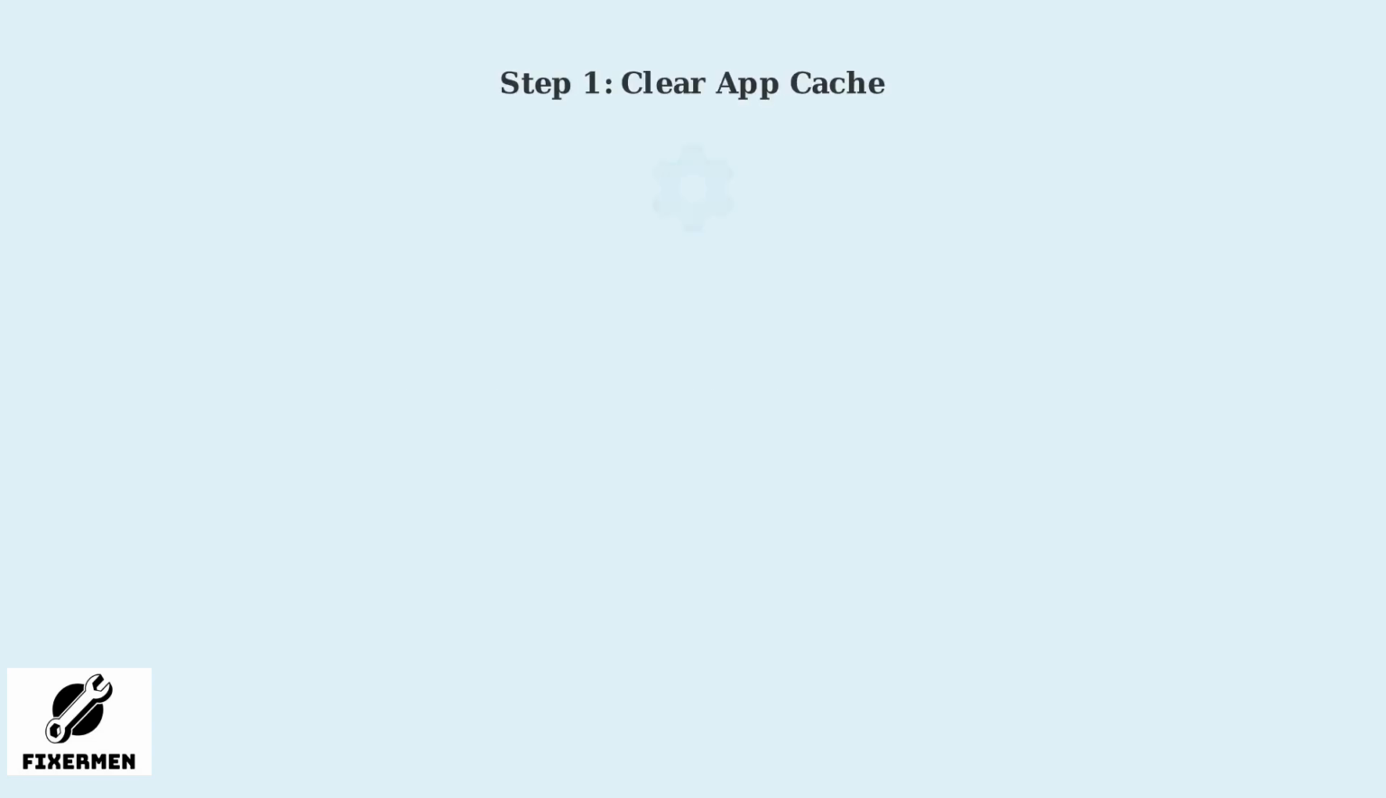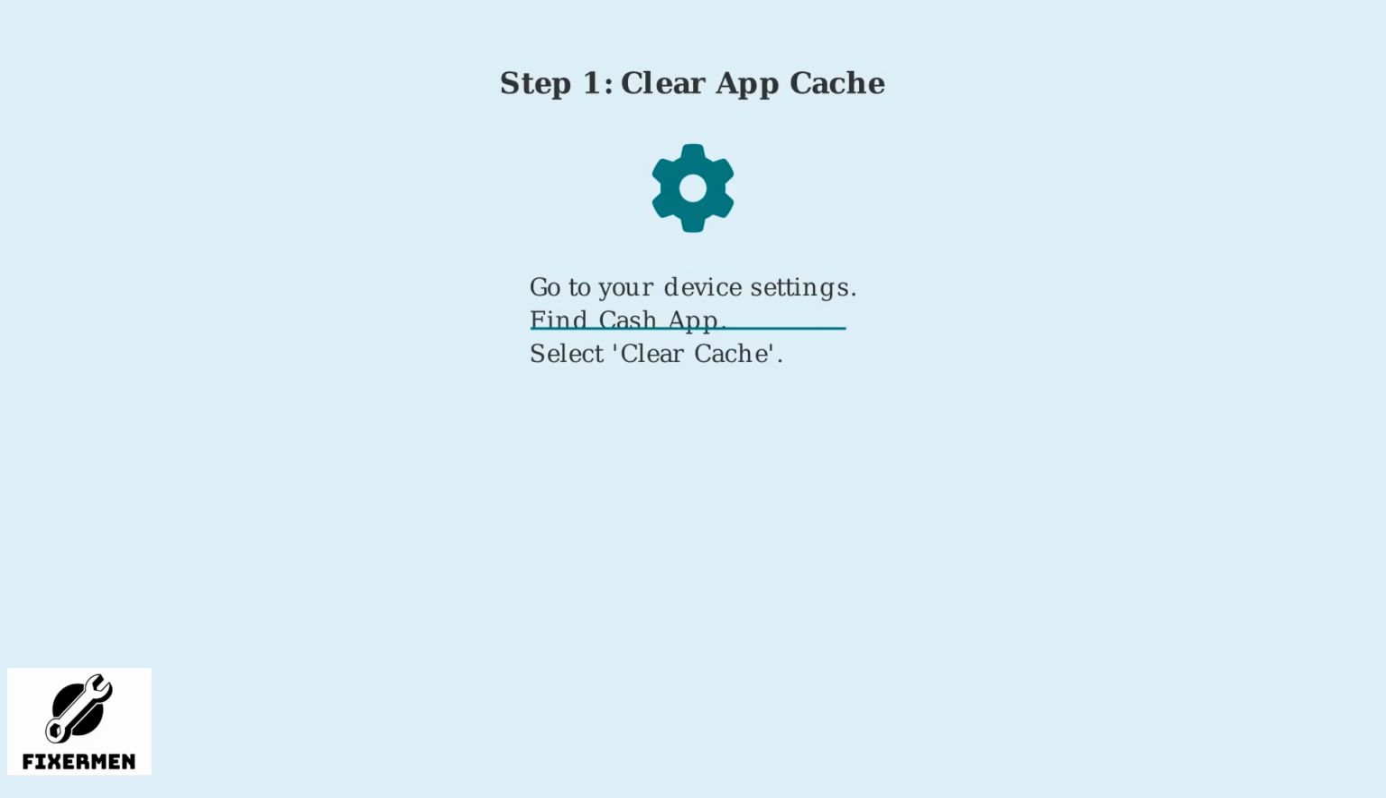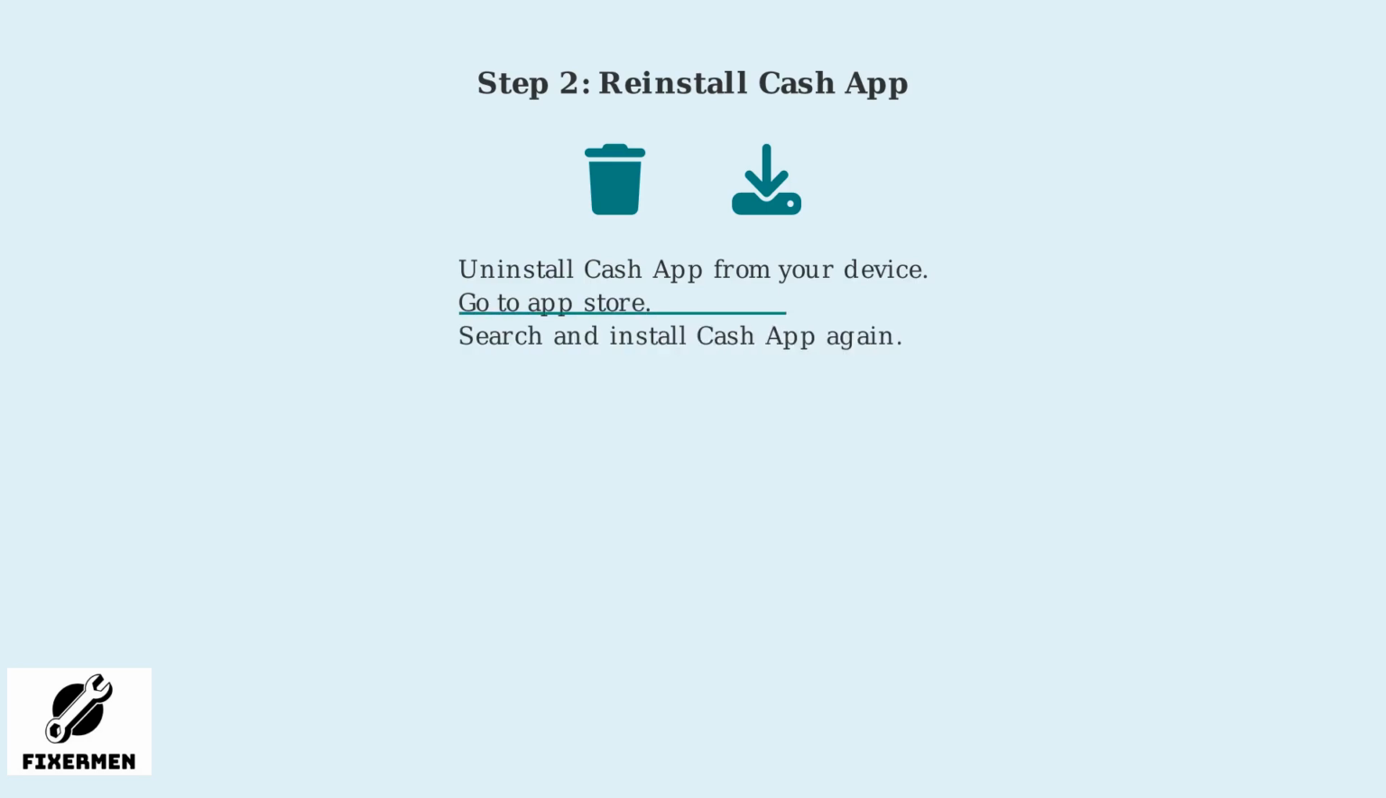If clearing the cache doesn't resolve the issue, try uninstalling and reinstalling the Cash App. This provides a completely fresh installation, removing any corrupted data that might be causing problems. To reinstall, first uninstall the app by long pressing its icon and selecting Uninstall. Then, open your App Store, search for Cash App, and download the latest version. This ensures you have a fresh, clean installation free of any glitches.